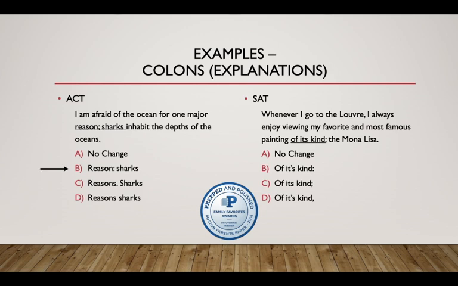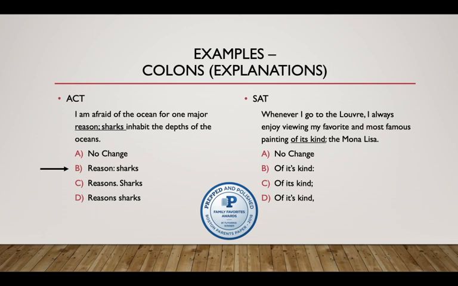So if we look at A and B, the difference is not necessarily the colon, but it's ITS versus IT apostrophe S. Now, in another live stream, we're going to be talking about apostrophe usage, but here B is saying it is. Now, is it the most famous painting of it is kind? I don't think so. Because of that identification, I can get rid of B and D immediately.